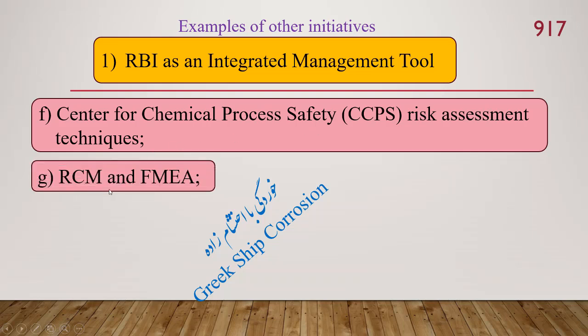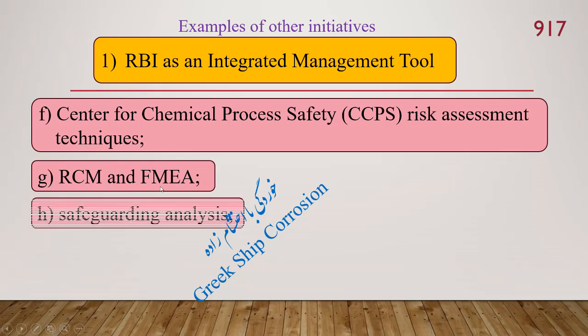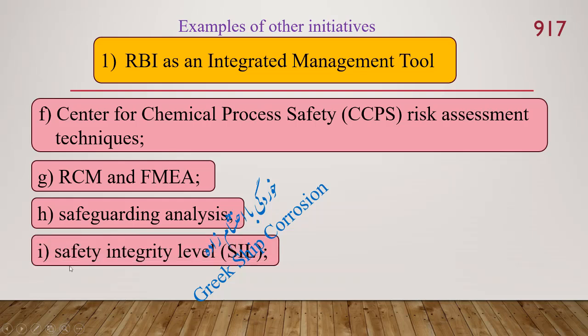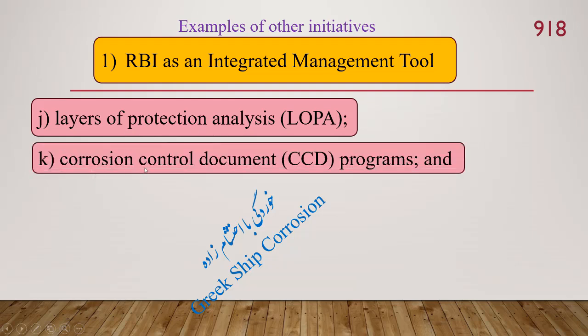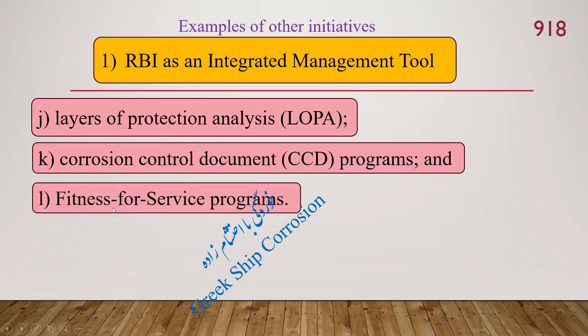G. RCM and FMEA. H. Safeguarding Analysis. I. Safety Integrity Level. J. Layers of Protection Analysis. K. Corrosion Control Document Programs. And L. Fitness for Service Programs.